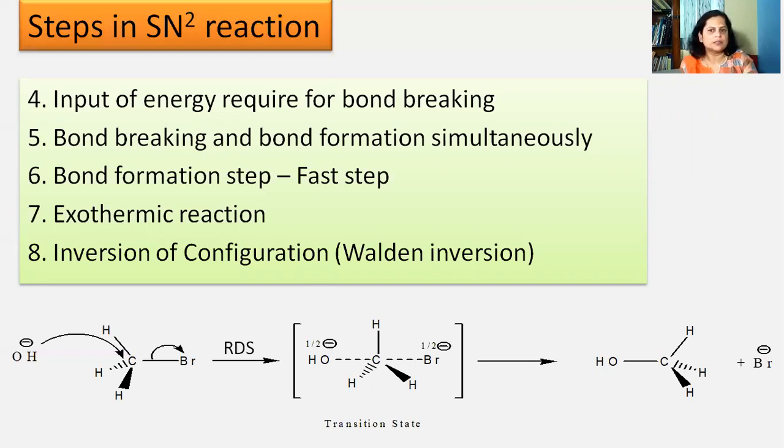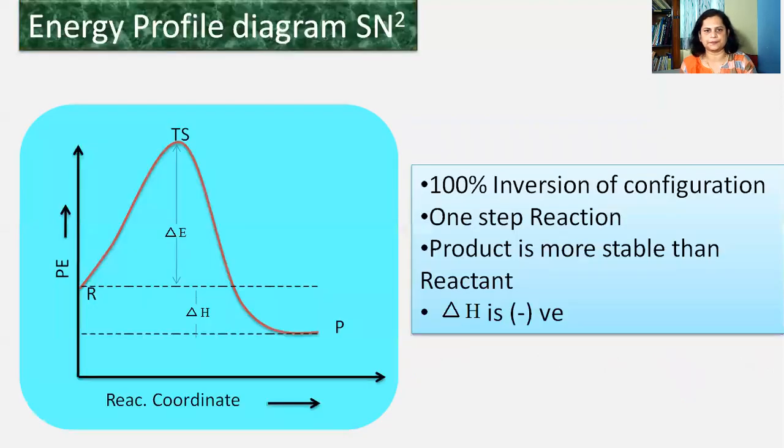Now see the structure of the reactant and product. If we compare the two, the structure of the product is completely inverted as compared to the reactant. The position of the hydrogens is completely inverted, taking the opposite position as compared to the reactant. That means inversion of configuration takes place. Inversion of configuration is also called Walden inversion.